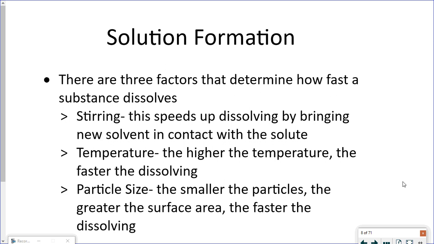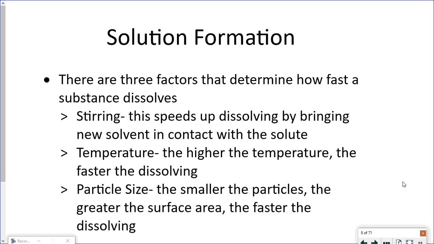First one is stirring. So stirring is going to speed up dissolving by bringing new solvent in contact with the solute. So if you're making sweet tea, you wouldn't simply dump sugar in and expect it all to dissolve, because only that top layer of sugar is actually in contact with the tea to be dissolved. But stirring allows you to mix it to where new solvent is coming in contact with the solute.